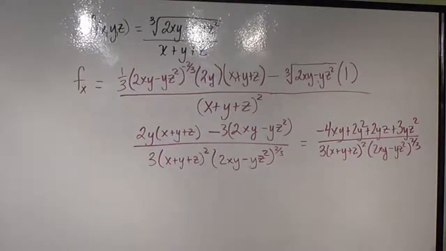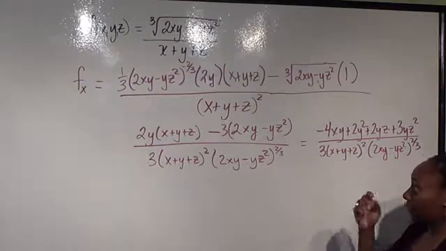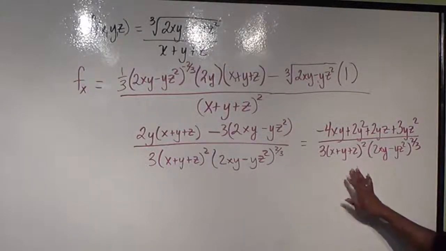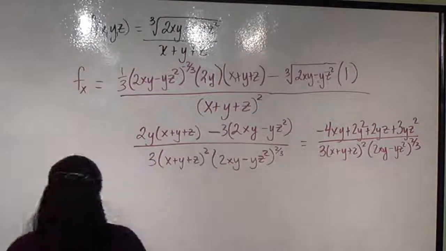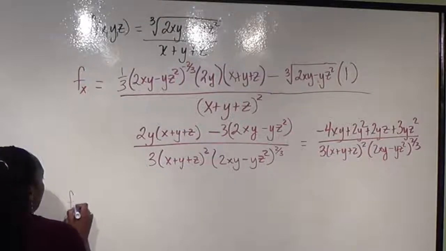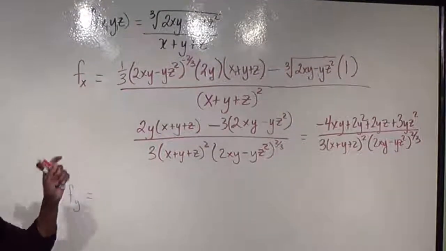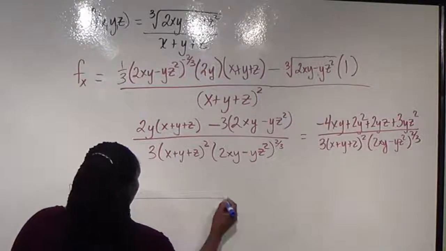Okay. Now you can see the process for these is very similar to what we did before, but because I now have more variables and I'm treating different variables as constant and so forth, my products and quotients become a little bit more long. Okay. Let's do the same thing for f sub y. Okay. So for f sub y, we can see here that, again, I have y's both top and bottom. So I'm still going to need to have a quotient rule.